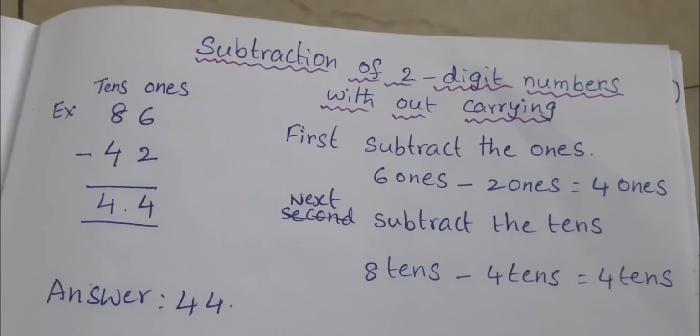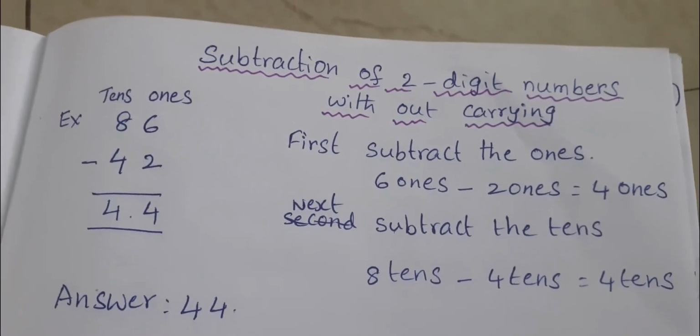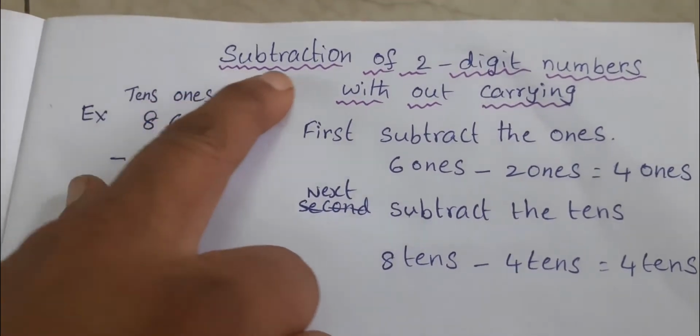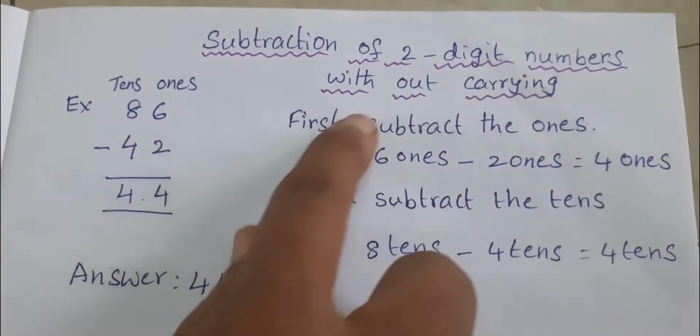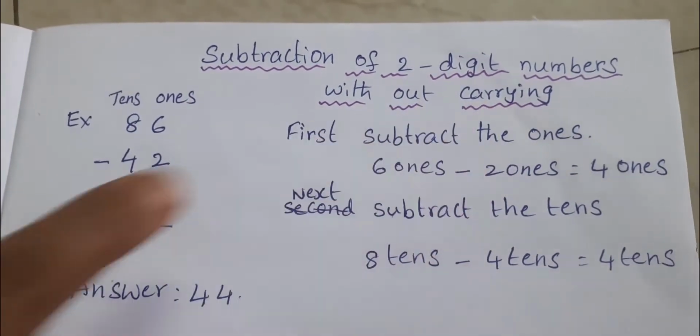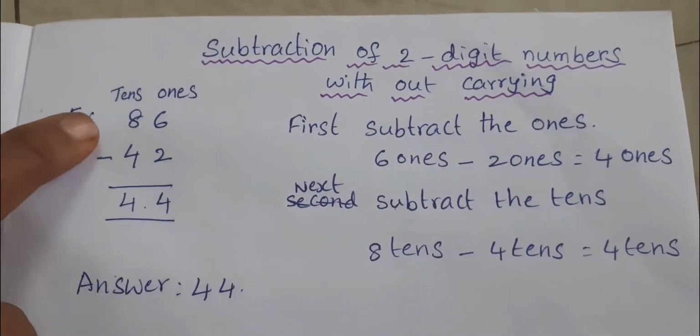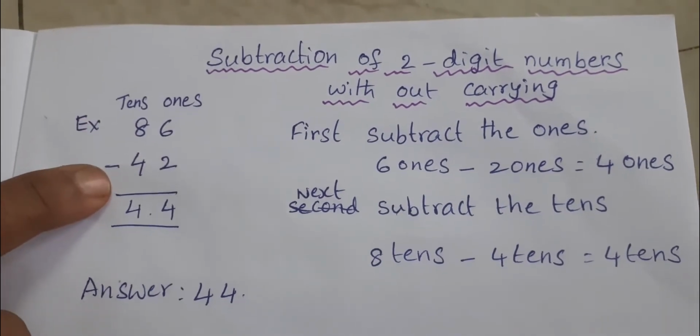In this video, there are two practice papers. One is subtraction of two-digit numbers without carrying. First one, example: 86 minus 42.